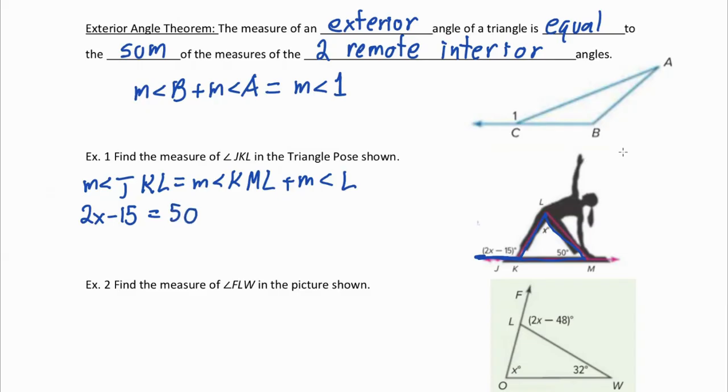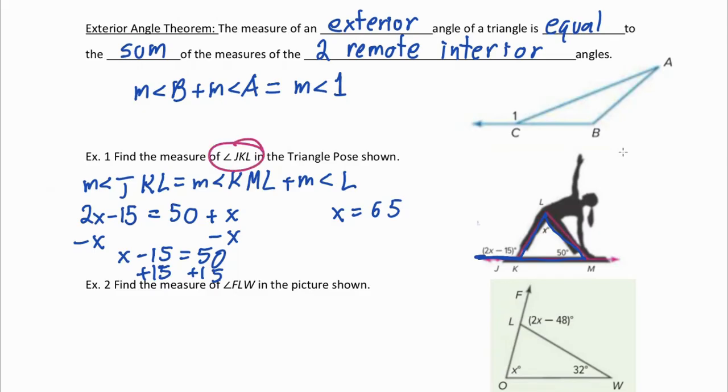50 plus x. So we'll subtract x from both sides to get that x minus 15 equals 50. And then we'll add 15 to both sides. So we'll get that x is equal to 65. And that's great, but we're not quite done yet because it wants the measure of angle JKL. So we need to substitute back in, and it does matter where we substitute into. So we'll do the measure of angle JKL. So we'll do 2 times 65 minus 15. 2 times 65 is 130. Minus 15, we'll get that this is 115 degrees.